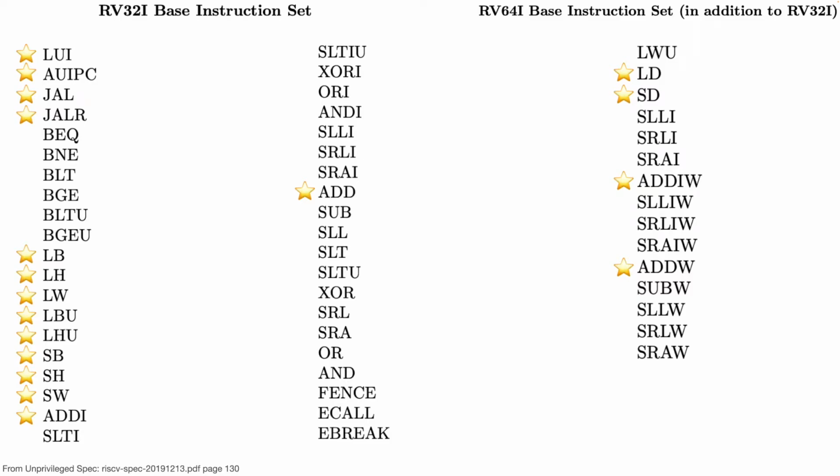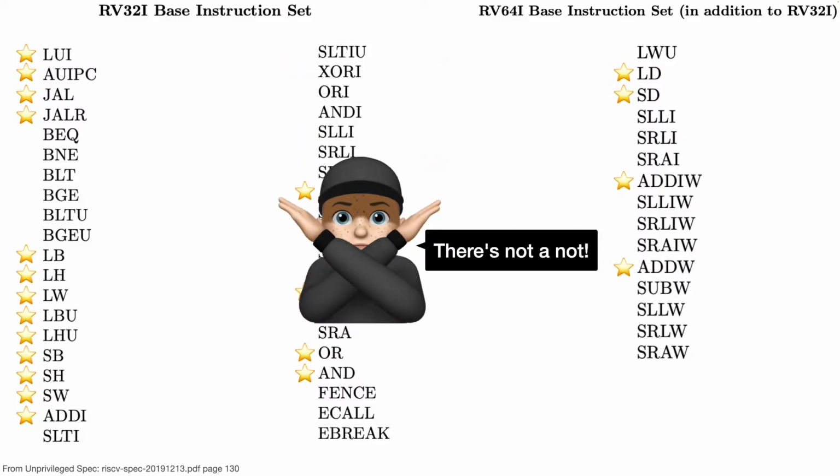So again, you could have made a stack diagram. I chose not to, but let's see which instructions we've collected in this section. We've got AND, we've got OR, and we've got XOR. But there's not a NOT.